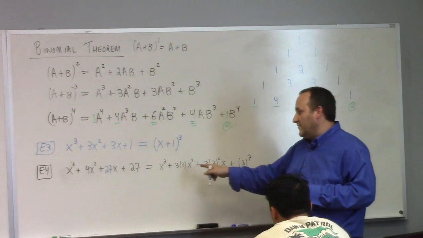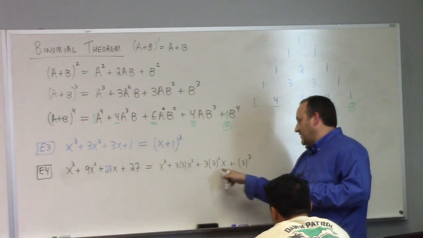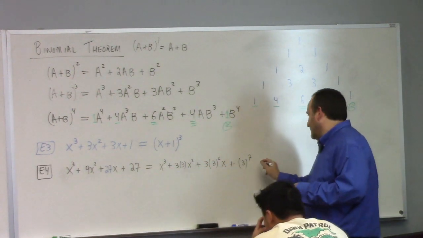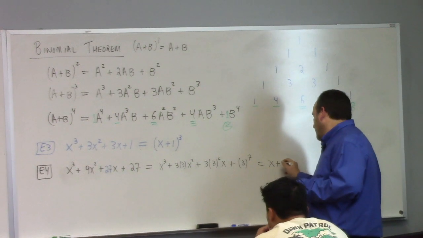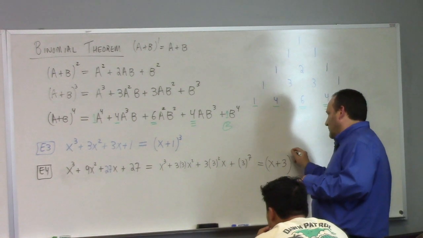Yep. So then we have what? Now we've got the right pattern for the binomial theorem. This is x plus 3 cubed.